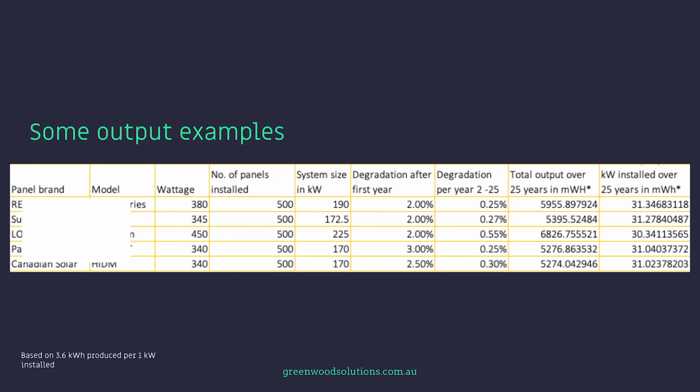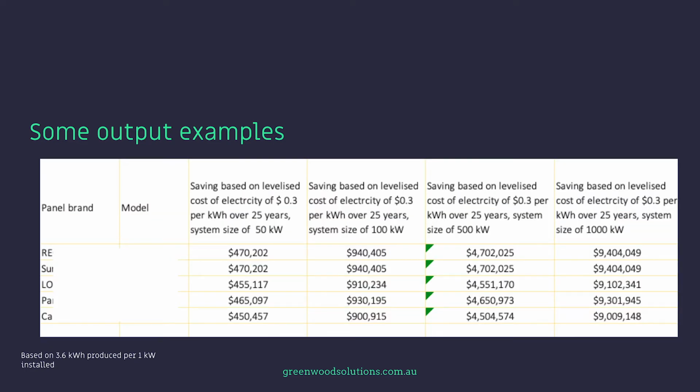Now what I've done, I've looked at the total output over 25 years in megawatt hours. And this is based on 3.6 kilowatt hours produced per 1 kilowatt installed. But in the last column, I've calculated the total output per kilowatt installed over 25 years in megawatt hours. And this is because the panels are a different wattage, and as you can see, if I'm installing 500 panels, I have different system sizes depending on the individual panel wattage. Now, some more examples.